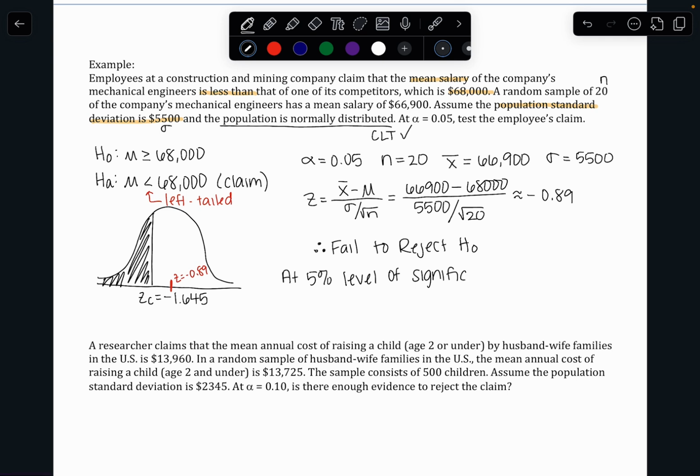And the reason why that part is important is as alpha changes, that rejection region also changes. So depending on what alpha is, we could have a different decision. So that's why it's always important to write that. So there is or is not. So because we failed to reject, that means that there is not enough evidence.